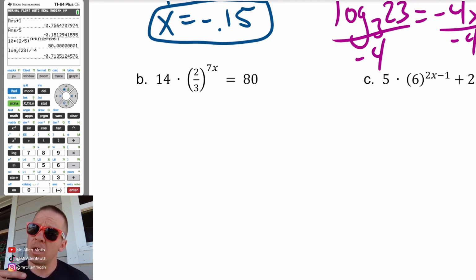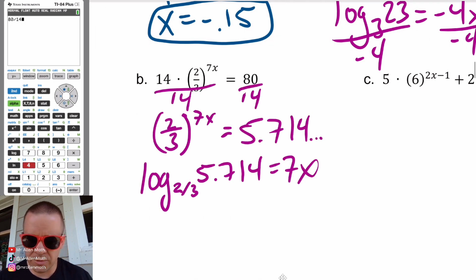All right, this next one, divide by 14 first. Then we're going to loop and swoop. I'll pause it for now. All right, so we do kind of a weird answer here, or a little bit of work through. So we get a big old decimal, right?